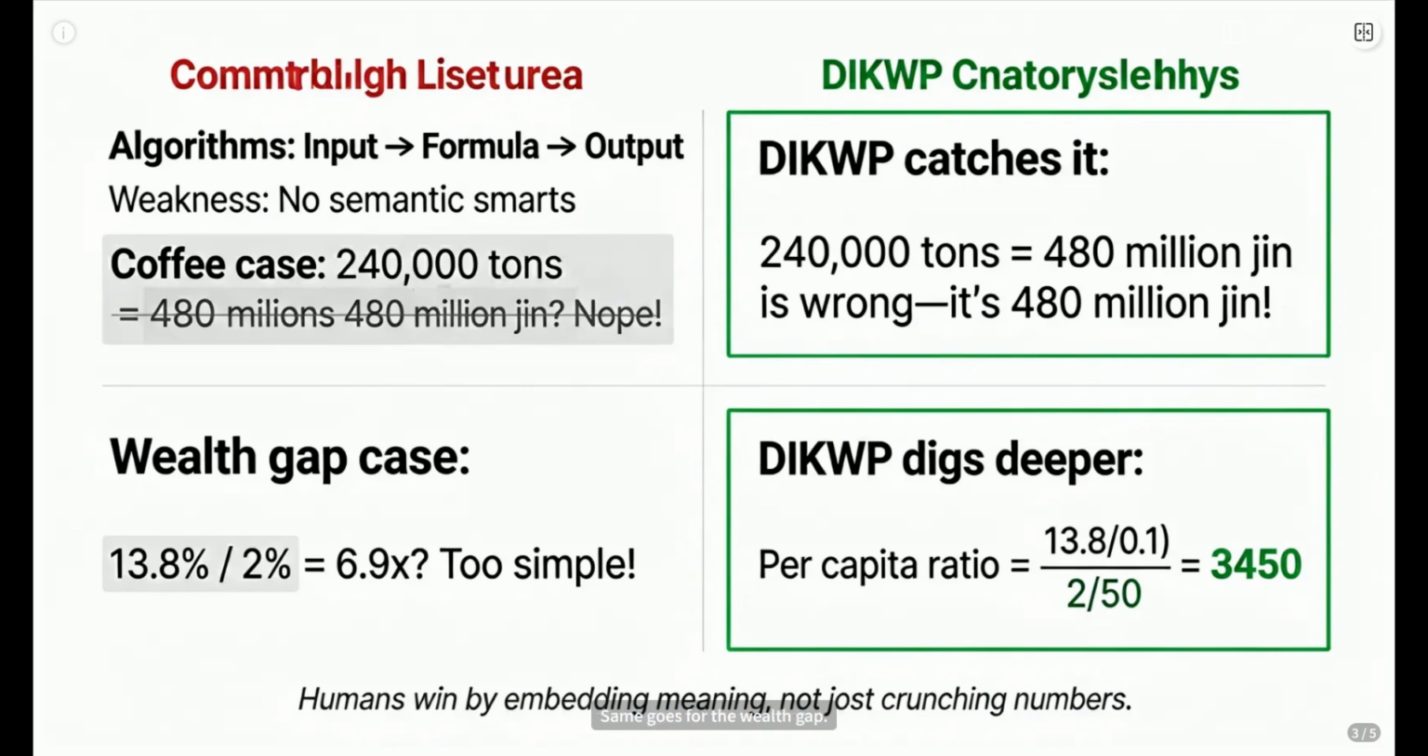Same goes for the wealth gap. Just dividing 13.8% by 2% gives 6.9 times. Easy, right? Wrong. DIKWP asks, are you comparing total shares or per capita shares? The per capita calculation is way more complex, involving population ratios, and yields 350 times. Humans do this intuitively, DIKWP formalizes it. It's not just crunching numbers, it's understanding the meaning behind them.